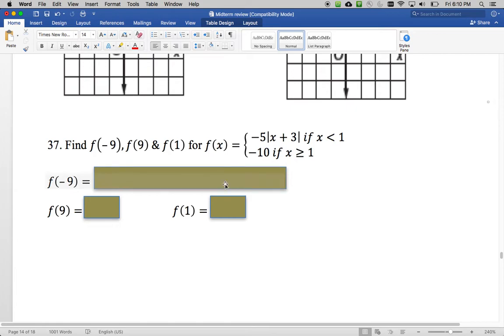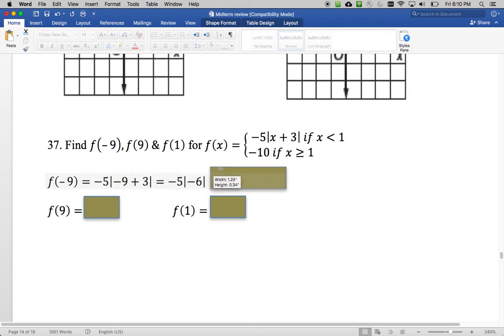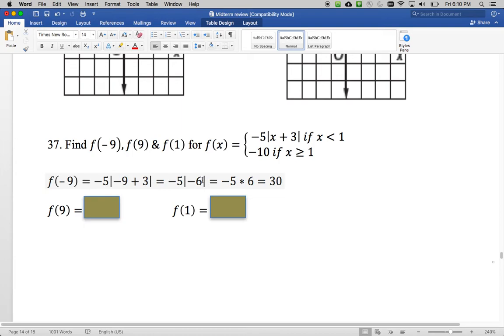All right. Piecewise function. So we want to find f of -9, f of 9, and f of 1 with this piecewise function. So if x is -9, then we're going to use the top equation, because this says use the top equation when x is less than 1. So -9 is less than 1, so we're using the top equation. We're just plugging in -9 into the equation and solving, and we get 30 there. Absolute value of -6 is +6. -5 times +6. Oh, that should be -30.